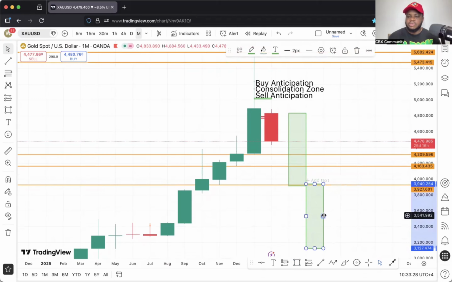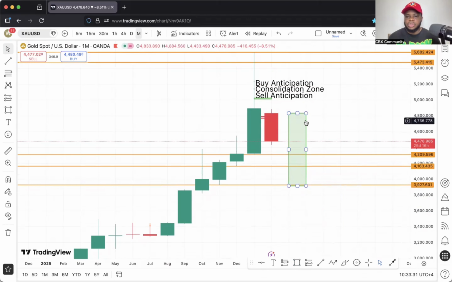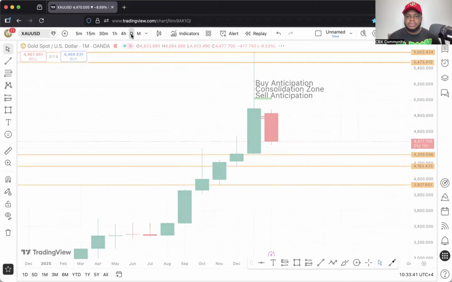So looking at the condition of the monthly market structure, we don't need to do anything since last month's candle closed with a rejection bullish candle, and this candle is about to break the low of last month's candle. So let's go to the daily.